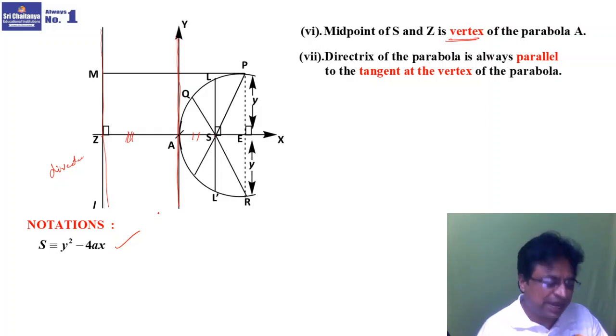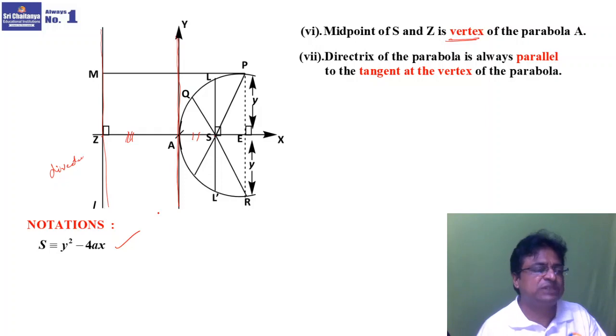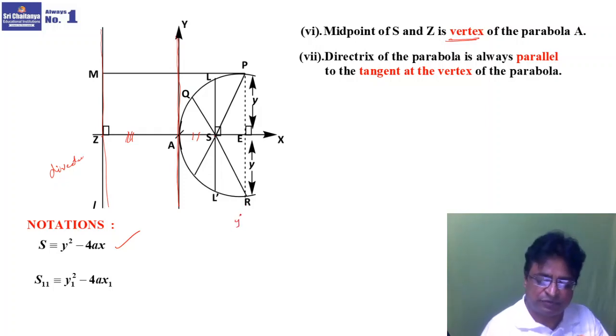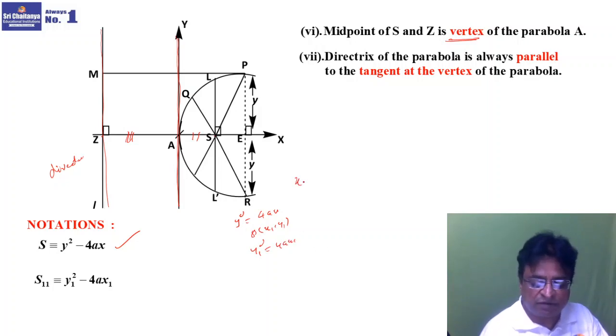So here capital S represents the standard equation of the parabola, y square minus 4ax. S equal to 0 means y square is equal to 4ax. And S11 means if I have substituted the point on the parabola (x1, y1). Suppose y square is equal to 4ax is there. If P(x1, y1) is any point on the parabola, then what will happen? y1 square equal to 4ax1. But suppose I have substituted some other point (x2, y2), it may or may not satisfy the parabola. That is a different story.